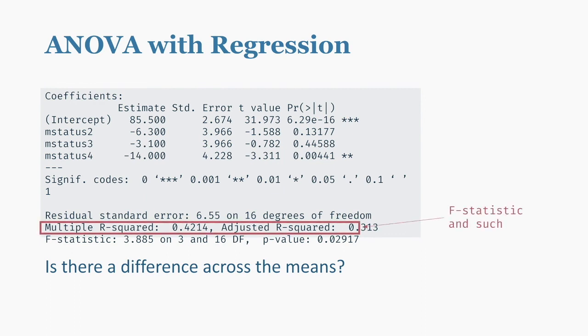So we get an F statistic and a p-value, and we can see our p-value down here is 0.02917. That's less than 0.05. So we can conclude that we're going to reject the null hypothesis. P-value is less than 0.05. We reject the hypothesis that there's no difference across the means, right?